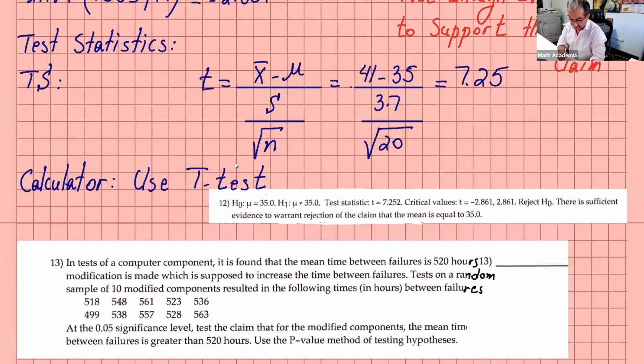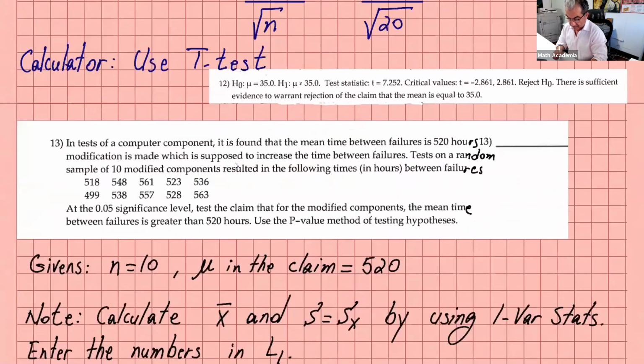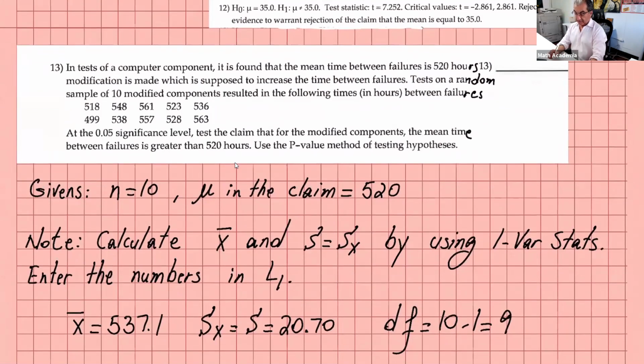At the 0.05 significance level, test the claim that for the modified components, the mean time between failures is greater than 520. Be very careful, greater than. Use the p-value method for testing the hypothesis. You don't have to use the p-value method on the test, use whichever one you're comfortable with.